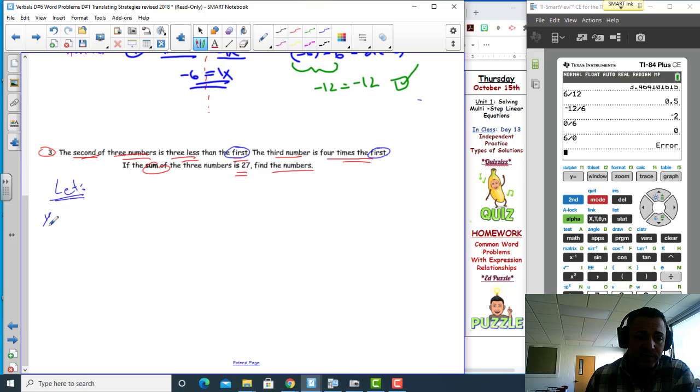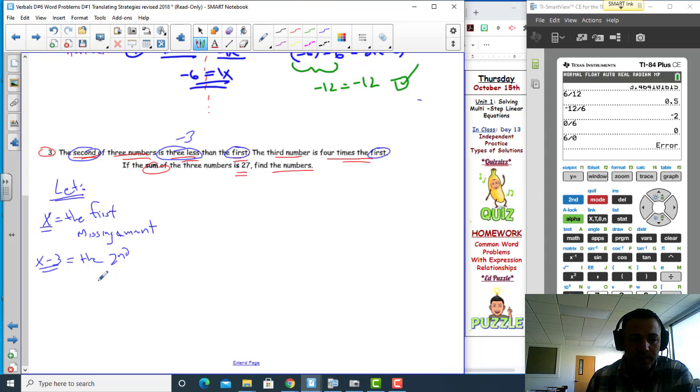So I'm going to call x the first missing amount. And we know that the second of the 3 numbers is 3 less. Less most often comes last. We've got to subtract 3 from the first. So an expression describing the second missing amount should be x less 3. That's the second missing amount.